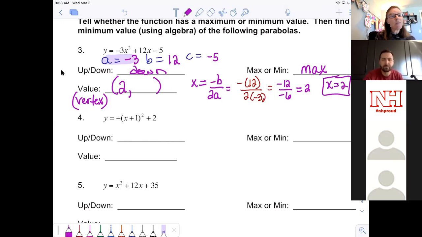Bill, how do I find the y value of the vertex when x is 2? So how do I get that y value, Bill? Plug the x, the 2, into the whole equation. Yeah. So we're going to plug in the x, as he said, into the whole equation.